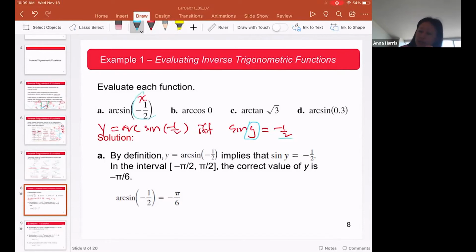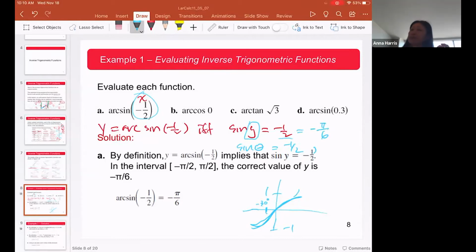So I would put y here is equal to what? It's x of this. Then you tell yourself, okay, sine y, you can think of what theta gives you -1/2. You're going to say 1/2. That means if I draw my sine, then you're going to say this is a 1, that's a -1. So when do I get the 1/2? That is 30 degrees, so -30 degrees, which is negative pi over 6.